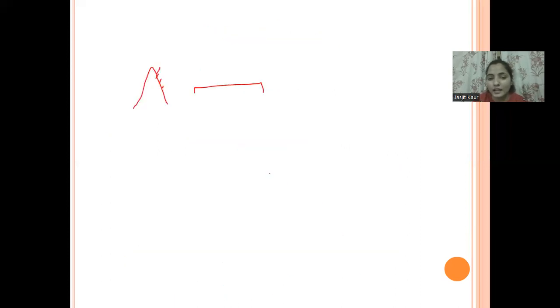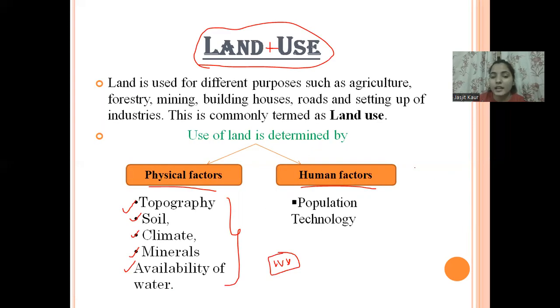If we have a land where water is very easily available, we can use this land in a number of ways. We can establish industries over there, we can use it for agriculture, we can construct our houses because we need water in our daily course also. So we can use this one particular land for different purposes. Then human factors are also responsible which affect the land use, like population and technology.